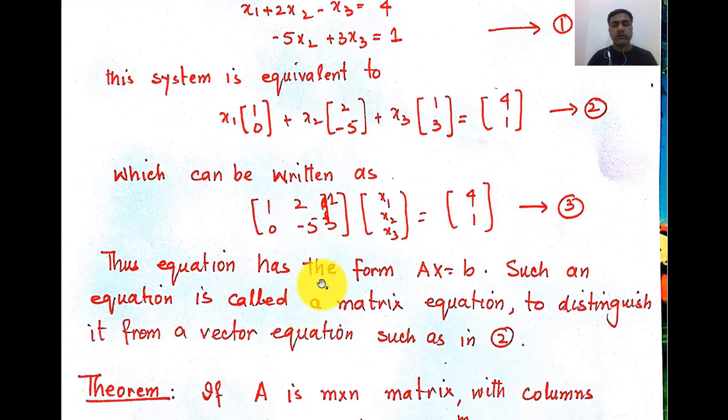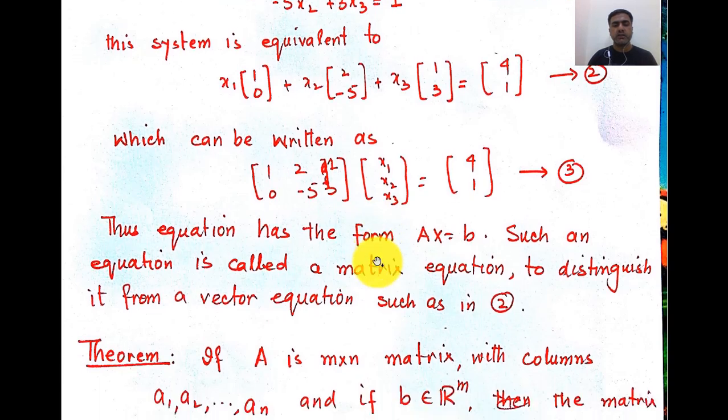So the equations in this system have the matrix form Ax equals B. Such an equation is called a matrix equation to distinguish it from a vector equation such as in 2. This is a vector equation, and we have a relation between these three. This can be considered as a linear combination or a vector equation. This is a system of linear equations. This is a matrix equation.